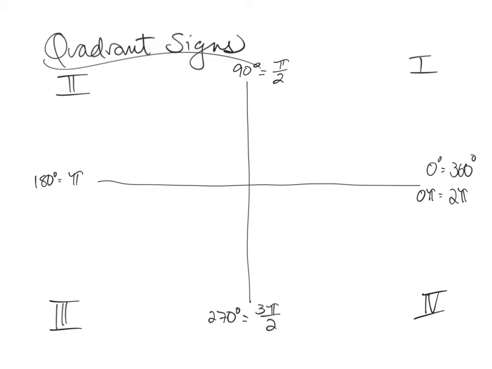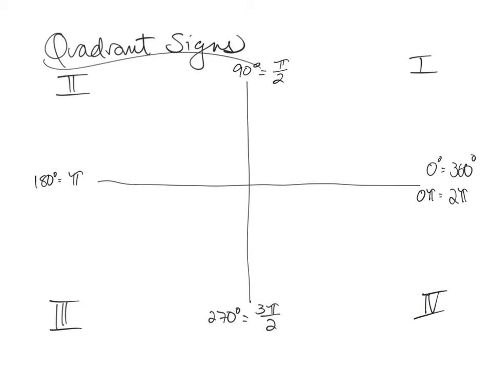Quadrant 2 is the upper left portion here between the positive y and the negative x-axis. Quadrant 3 is down here between the negative x and the negative y-axis. And quadrant 4 is between the positive x and the negative y-axis down here in the lower right. And you can see here also that I've labeled a few angles, like the positive y-axis is 90 degrees or pi over 2 radians. The negative x-axis is 180 degrees or pi radians, and so on and so forth all the way around the axes.